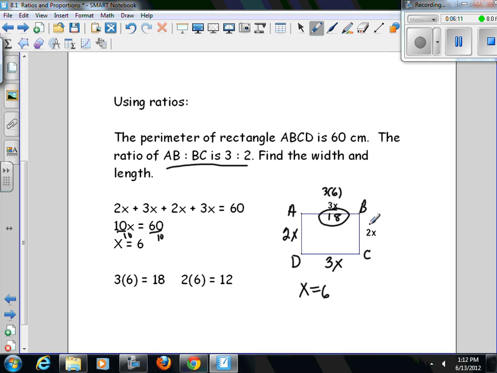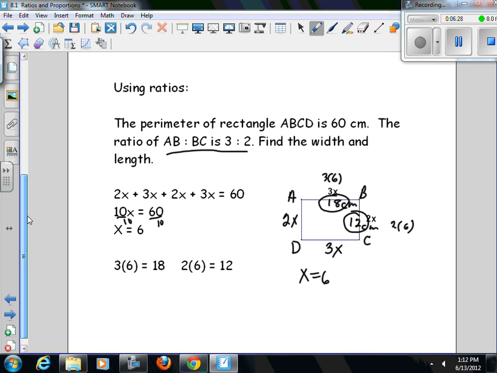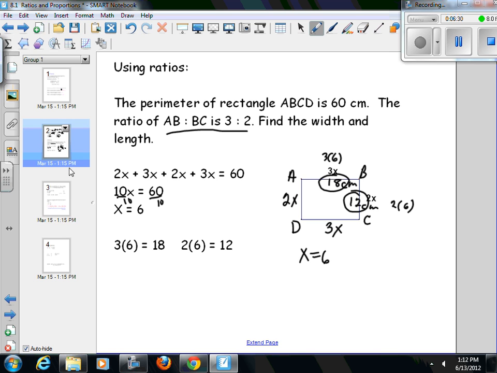And the width, which is 2x, we get by saying 2 times 6, which gives us 12. So the width and the length of that rectangle is 12 and 18. Oh, and I believe it is centimeters. So now let's move on.